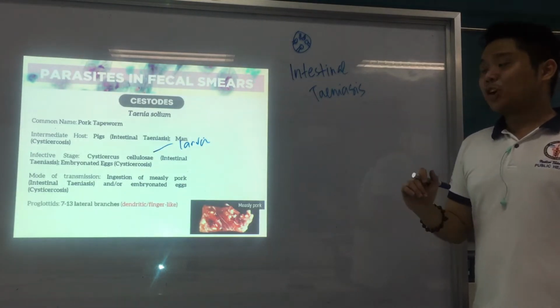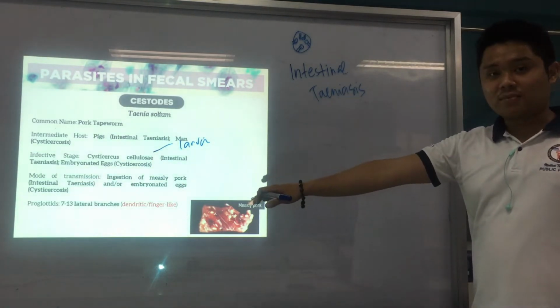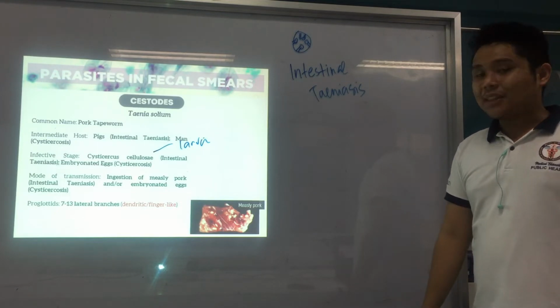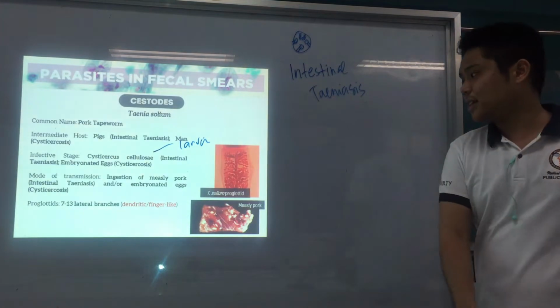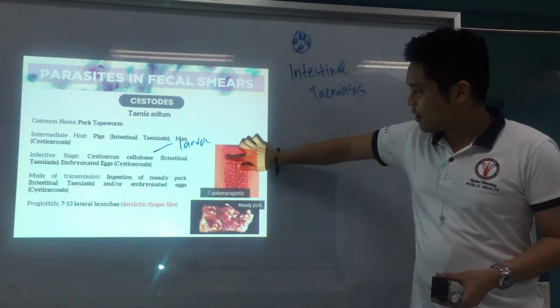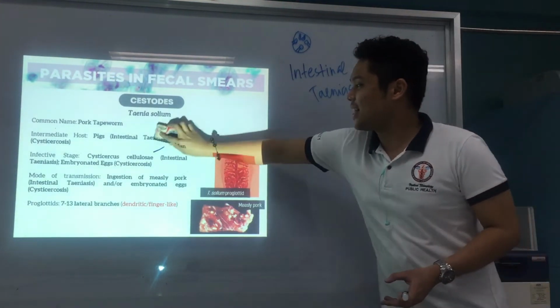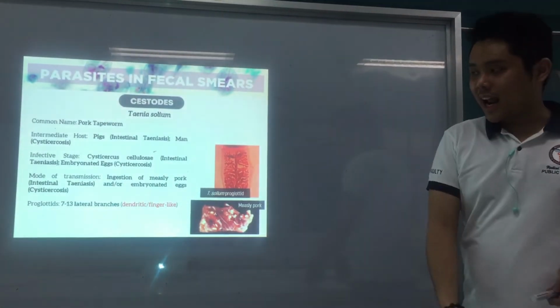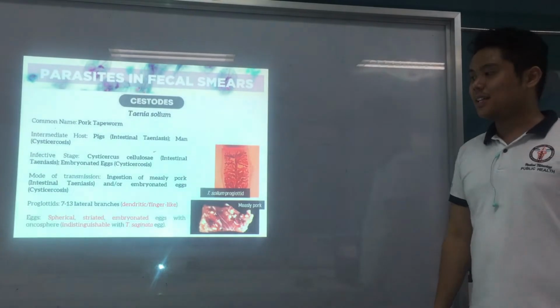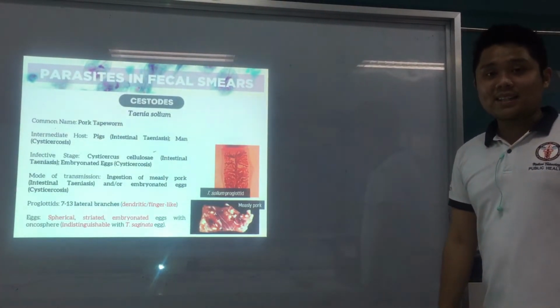Don't worry. Its proglottids, as you can see, are much fewer. 7 to 13 lateral branches, and it's described as dendritic or finger-like. Does it look like a finger? So that's the appearance. Dendritic or finger-like. And lastly, the eggs still have the same appearance as your Taenia saginata. Again, cannot differentiate.